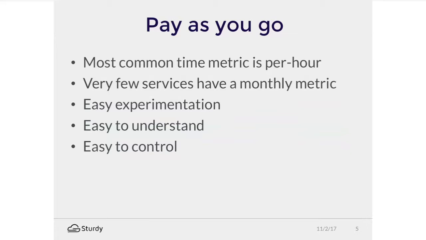It's also fundamentally easy to understand. You just multiply these two columns together, and you understand what you're paying for. The complexity, of course, is just the permutation explosion that happens, which I'll show you in a minute. And then it's relatively easy to control because everything is kind of per hour or less.